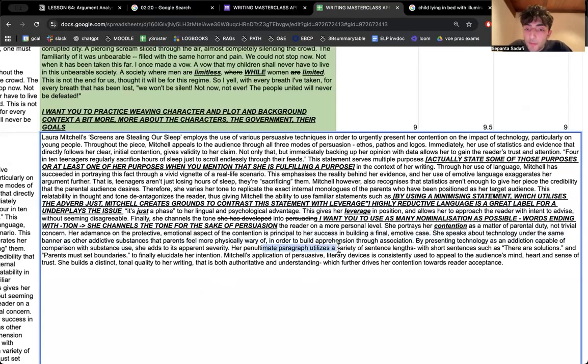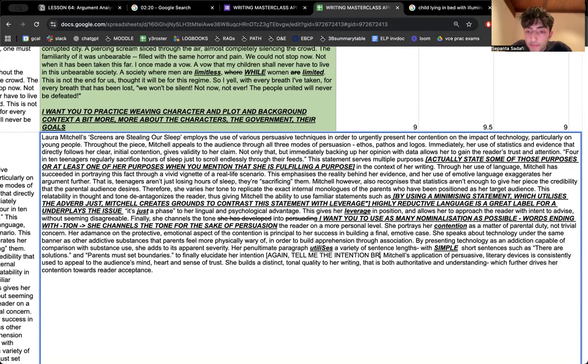Apparent severity, penultimate paragraph. Let's try our best to stick to Australian English instead of American. I'm guilty of that myself. Short sentences such as there are solutions, and I would label the actual sentence types. That is a simple sentence, right? It's a simple sentence. I want you to use that word for these little short sentences, okay? Parents must set boundaries, right? Finally elucidates her intention, okay? But again, tell me the intention briefly. Don't miss out on the opportunity to tell me her intention briefly.